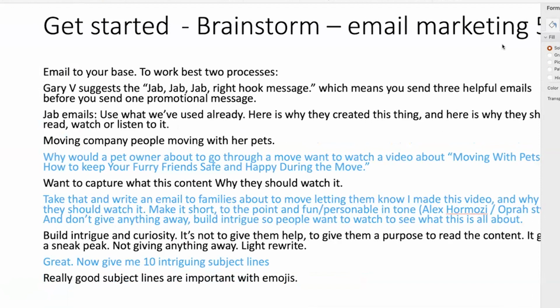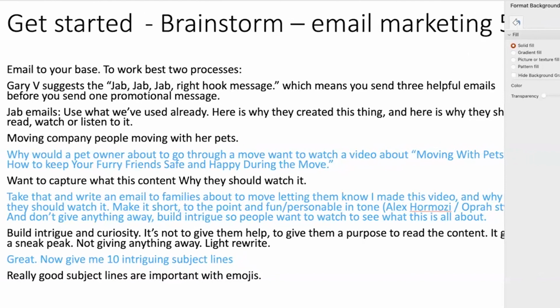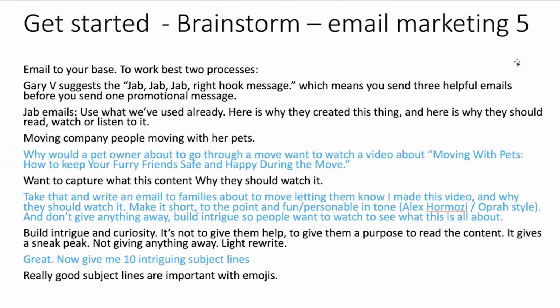Now we're going to move on to email marketing. The interesting thing about email marketing that's different from content or social media is that you really want a two-step process. Gary Vee, in his book Jab, Jab, Jab, Right Hook, suggests that you send out 3 helpful emails before you send one promotional one. So the jab emails use what you've used already, give them good content. Here's why we created this thing, and here's why you should read it, watch it, or listen to it. So the whole idea is to create some intrigue, not give everything away.